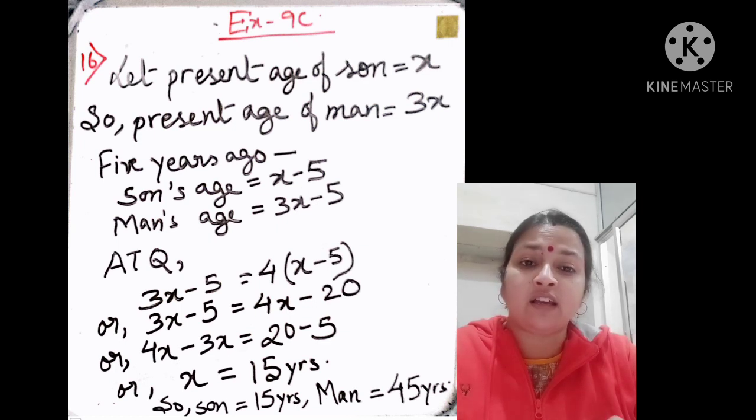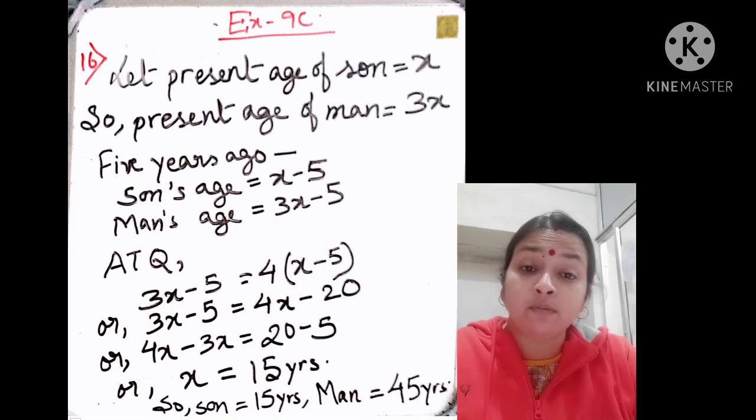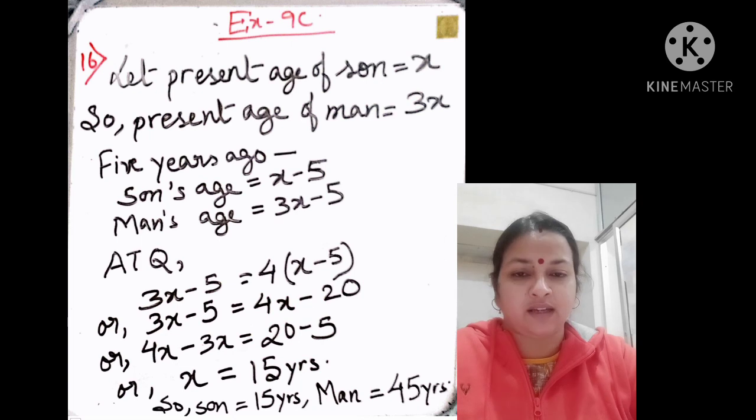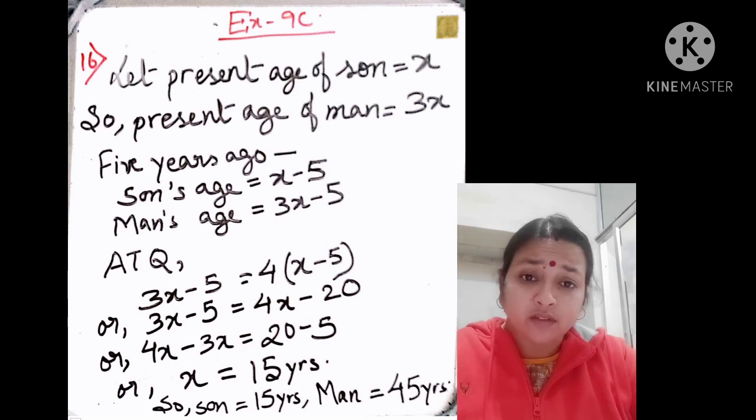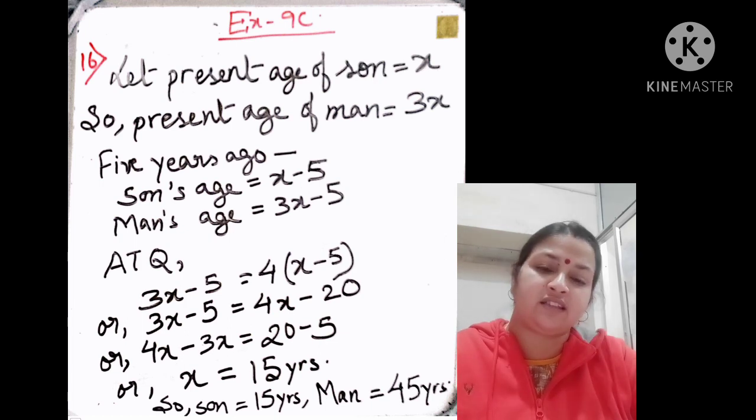Now it's given 5 years ago. Ago means before. So 5 years ago, what will be the son's age? It will be x minus 5. And what will be the man's age? It will be 3x minus 5. Now ATQ, we are putting 3x minus 5 is equal to, what is given? 5 years ago the man was 4 times as old as his son. So 3x minus 5 is equal to 4 in bracket x minus 5, or 3x minus 5 is equal to 4x minus 20, or 4x minus 3x is equal to 20 minus 5, or x is equal to 15 years.